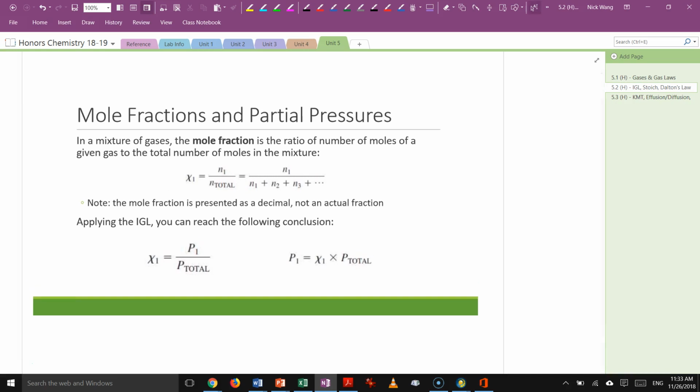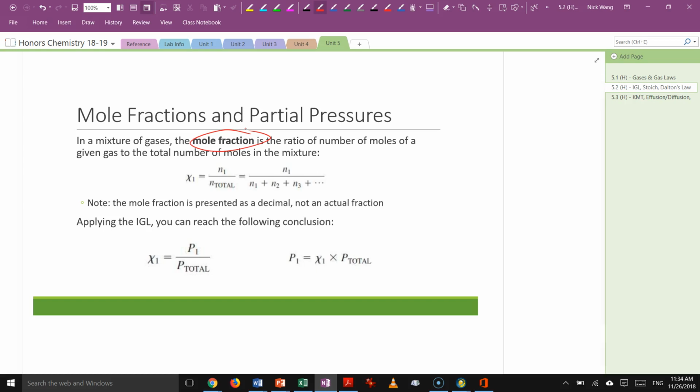Now, this idea is fairly straightforward, but then we also can understand the relationship that pressure has with moles. There's a bit of a skip here that I'm going to suggest is not something that we need to really derive and figure out. Just know that this is a relationship that can be shown if you want to do all the work for it, but we're not really going to do that. I just want to skip to the point. It says, in a mixture of gases, the mole fraction, so this is a new term here, the mole fraction is the ratio of the number of moles of a given gas to the total number of moles in the mixture.